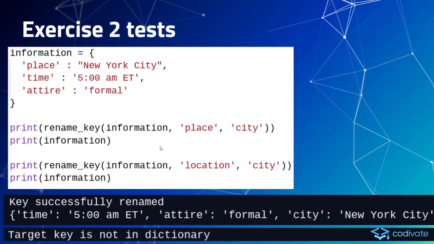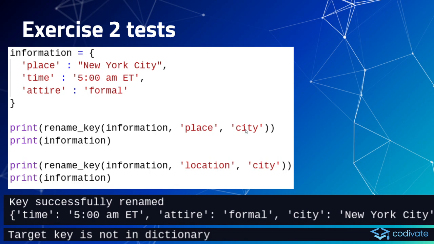Once again, it's always a good idea to test our code. So I've created a dictionary here called information. It has a bunch of key value pairs here. Place is New York City, time is 5 a.m. Eastern Time, and the attire is formal. So this is how it would work. We print rename_key information, which is the name of the dictionary that we have to rename a key within, and we're going to replace place with city.